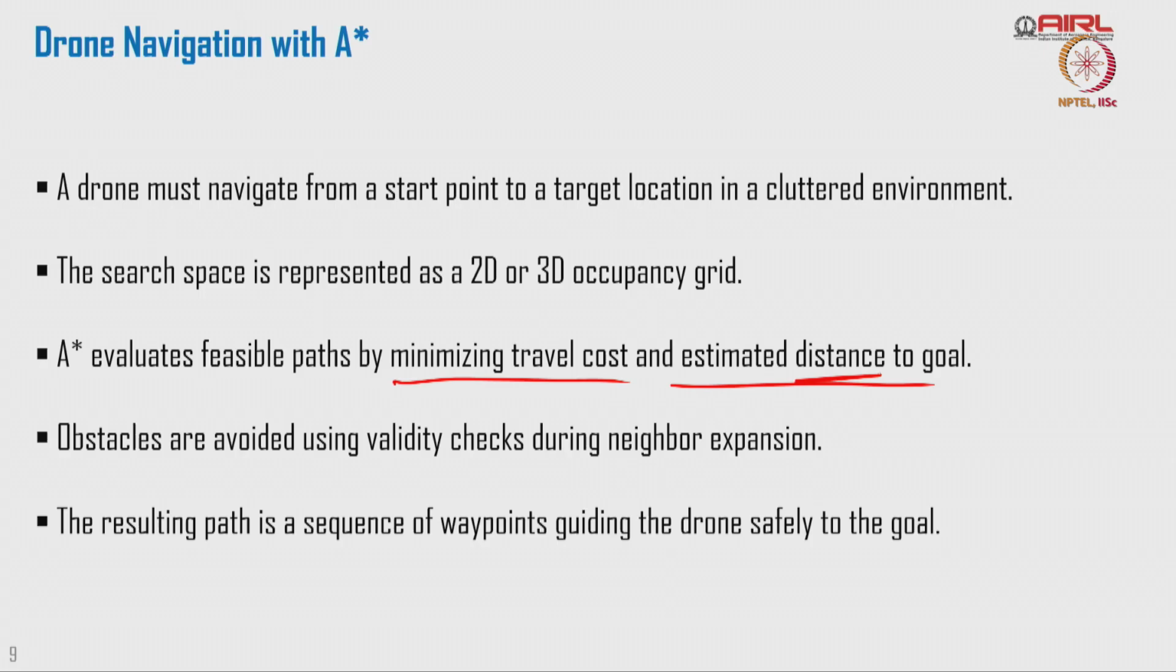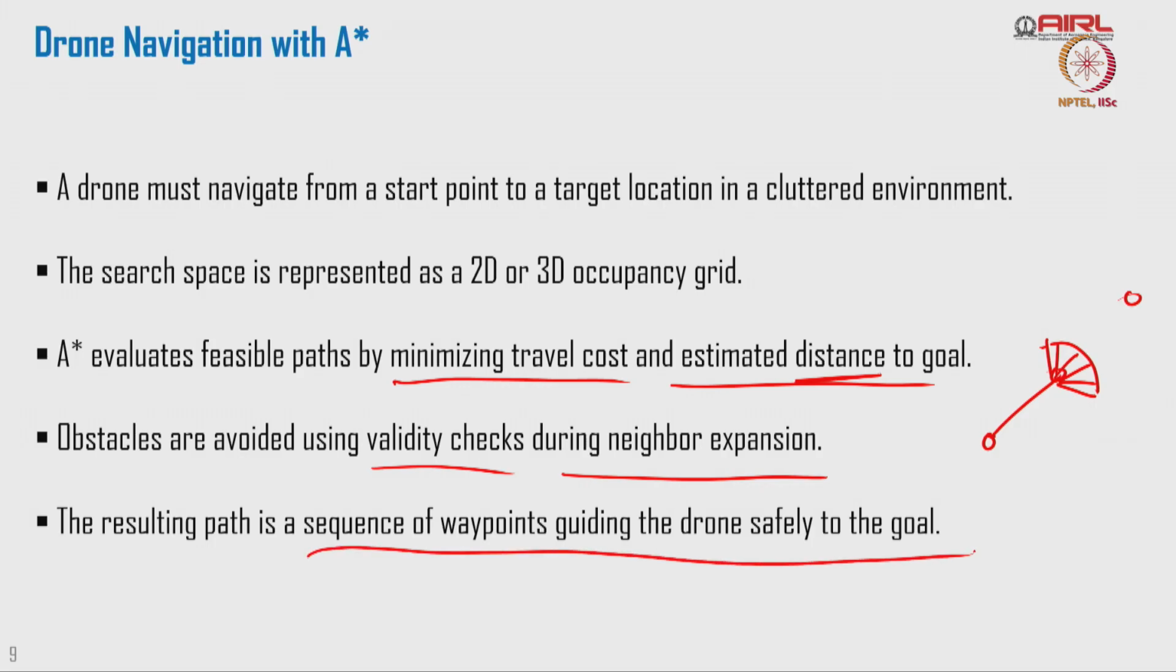Obstacles are avoided using validity checks during neighbor expansion. So, when it is traveling from one node to the other node, and then from that node it is going to some other node, obstacle detection is done in this area during the neighbor expansion, and it is checked whether the next node can be nearby, and accordingly the next node is finalized. Okay. The resulting path is a sequence of waypoints guiding the drone safely to the goal.